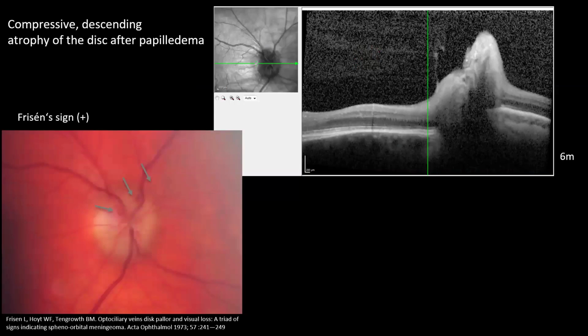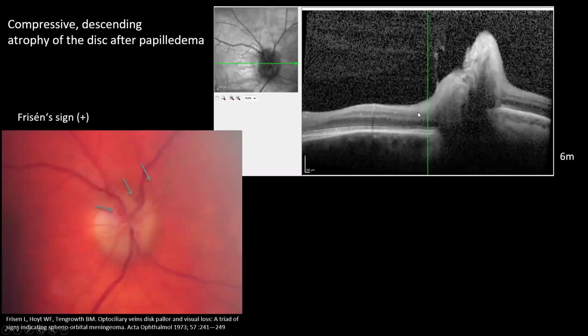When you have a disc swelling and a beginning optic atrophy, then something is wrong, especially when you look at the optic disc and you have this kind of Friesen sign, these enlarged capillaries at the optic disc. This must let you think of something which is growing in the orbit or the apex of the orbit. And in this case, this patient suffered from a meningioma.